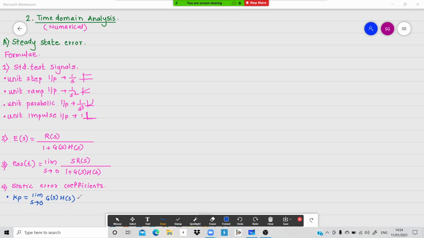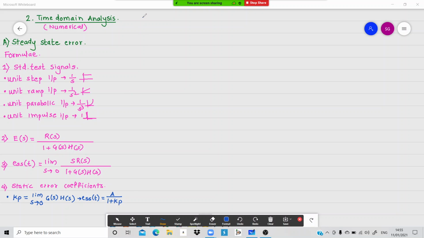And in that case the ESS of t formula is A upon, where A means whatever is the amplitude of your input signal that is there. If it is unit, it will be 1. If it is not unit, then some A will be there. So that A I am writing over here, A upon 1 plus Kp.